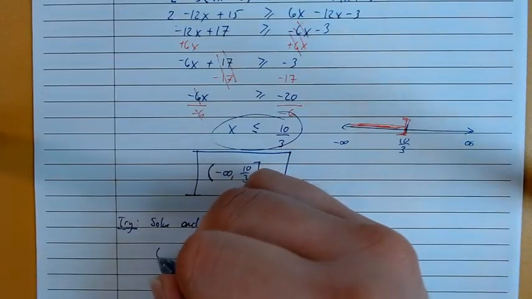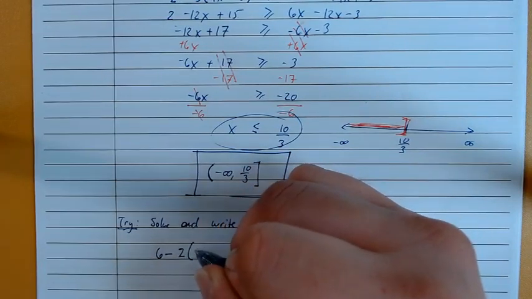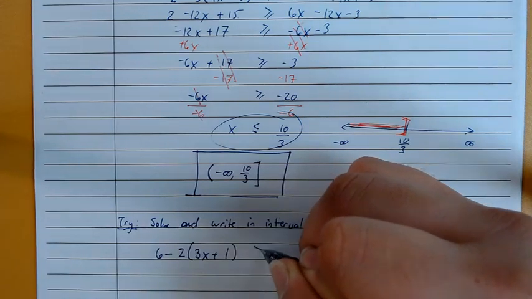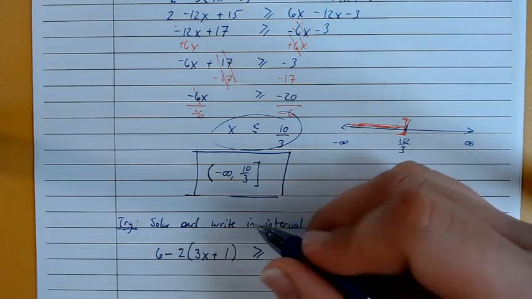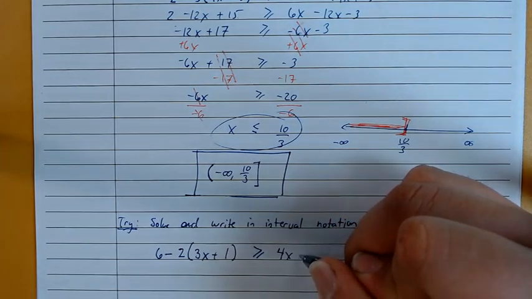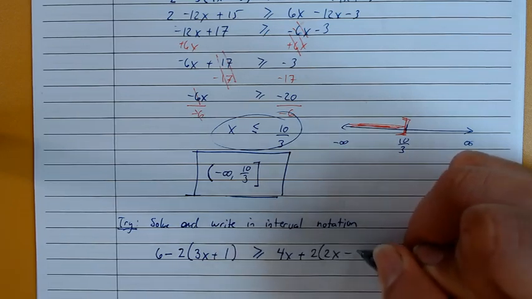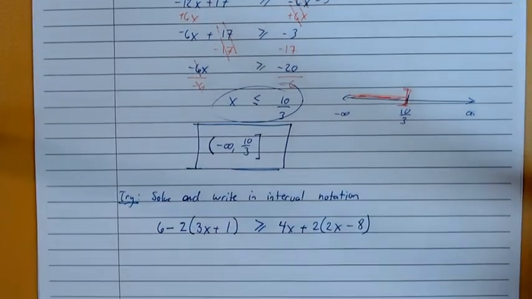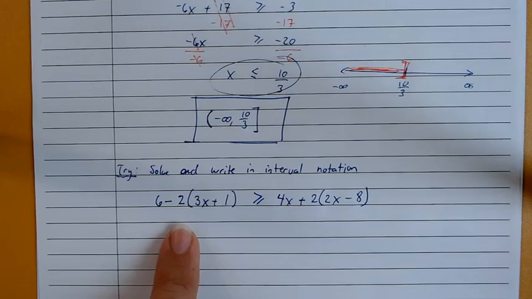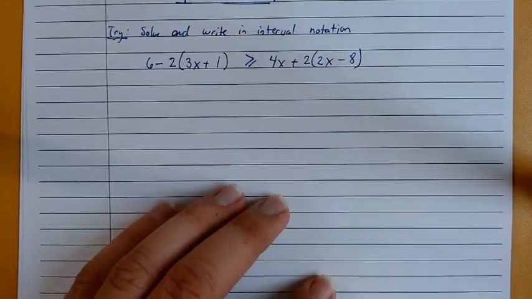Let's try 6 minus 2 times 3x plus 1 is greater than or equal to 4x plus 2 times 2x minus 8. All right, go ahead and pause the video and give this a try. Once you have a solution written in interval notation, go ahead and unpause the video and we'll go through and confirm the result together.